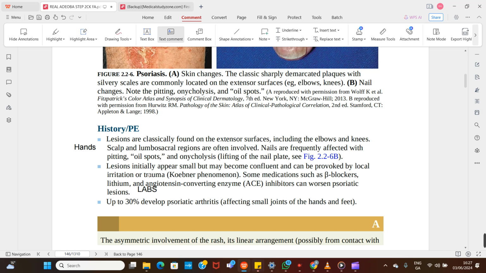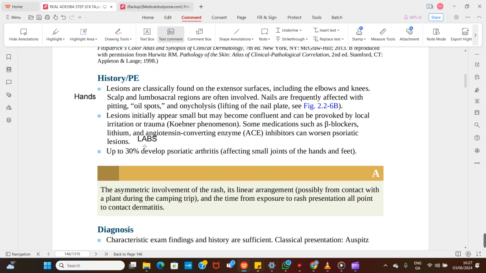one of the dermatoses that brings about this Koebner phenomenon, which is psoriasis, right? And remember the drugs which are part of the trigger: lithium, the ACE inhibitors, the beta blockers. They are very common drugs, and they can cause eruption of psoriasis. 30% of individuals develop psoriatic arthritis.